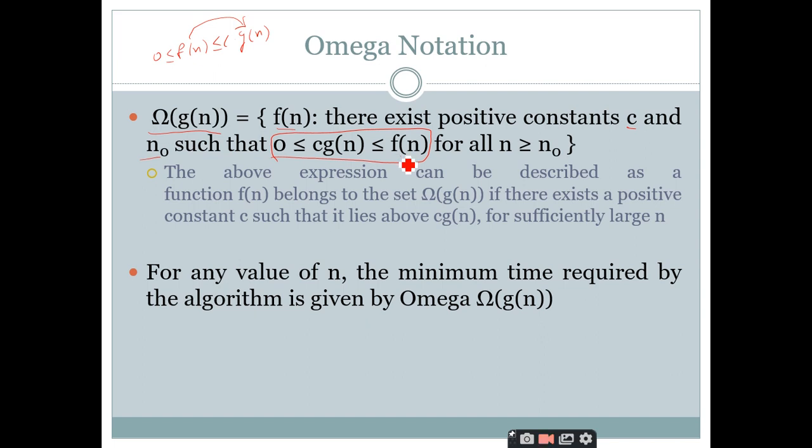So f of n does not go below this value. So this C into g of n represents the lower bound. Right. So for any value of n, the minimum time required by the algorithm is given by omega of g of n. So it represents the minimum time, and therefore this omega notation is considered to be the best case.